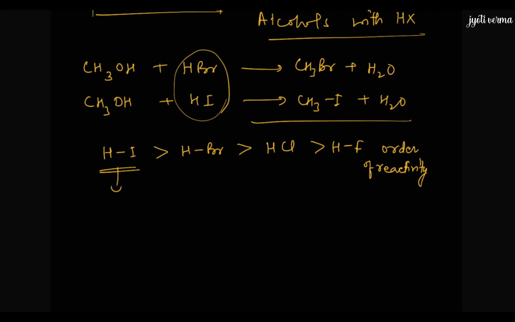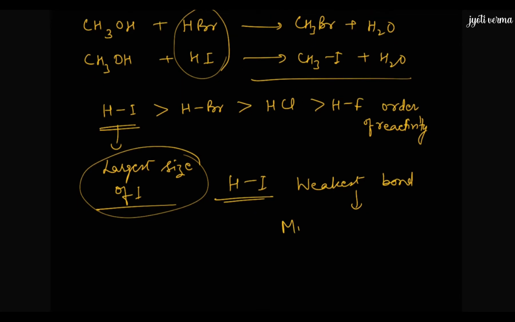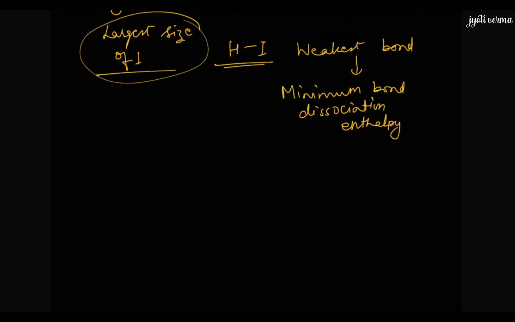Why is HI most reactive? HI is most reactive because of the largest size of iodine, because iodide ion is the largest in size. So because of that, this H-I bond is the weakest bond. Weakest bond means minimum bond dissociation enthalpy. Minimum bond dissociation enthalpy means most reactive. So that is how we can prepare alkyl halides by reaction of alcohols with HCl or HBr or HI.